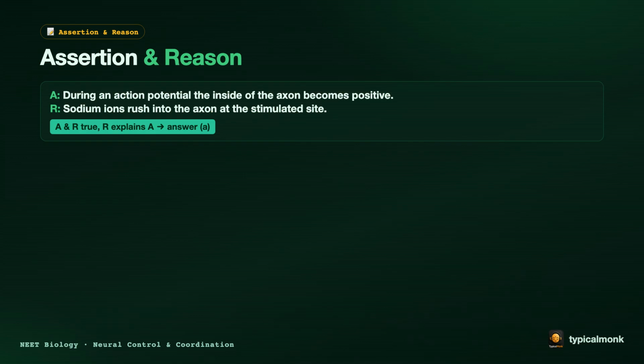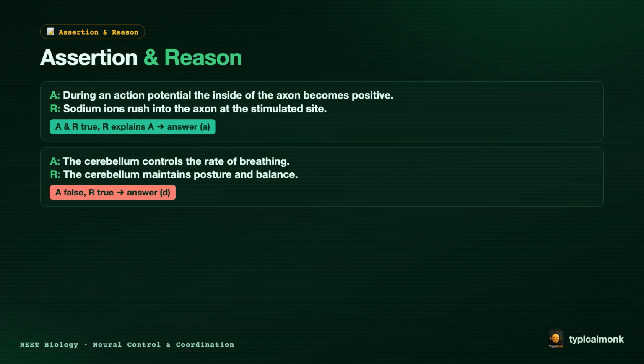Now the first drill, assertion and reason. Each time, ask, is A true? Is R true? And does R explain A? First, A. During an action potential, the inside of the axon becomes positive. R. Sodium ions rush into the axon at the stimulated site. Both are true, and R correctly explains A. So the answer is A.